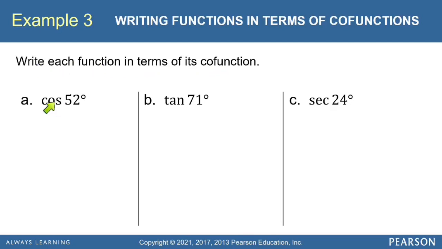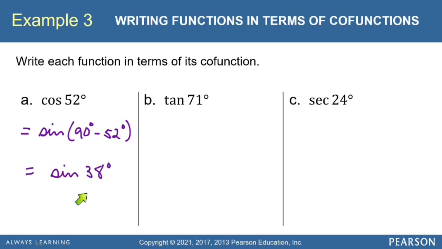So the cofunction for cosine would just be sine, and we know that whenever we change from a function to a cofunction, we change from the angle to the complement angle. So the function of an angle is equal to the cofunction of the complement angle. So how do we calculate the complement of 52? It's just 90 minus 52 degrees, and then we know 90 minus 52 is equal to 38. So now we can say the cosine of 52 degrees is equal to the sine of 38 degrees.